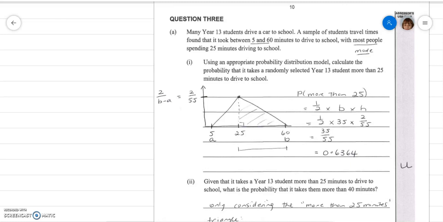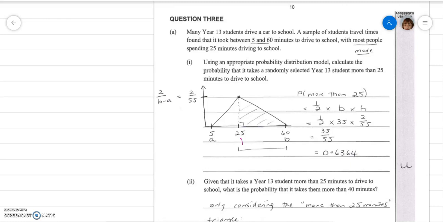What you need to do now is draw it. The beginning was 5 minutes, it goes up to 60, and the most common was 25. To find how tall the distribution is, the greatest value is B, the least is A, and the height of your distribution is 2 over B minus A.